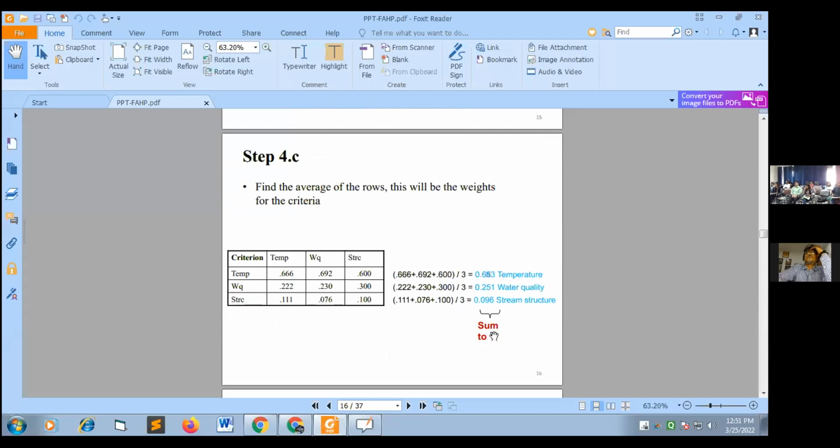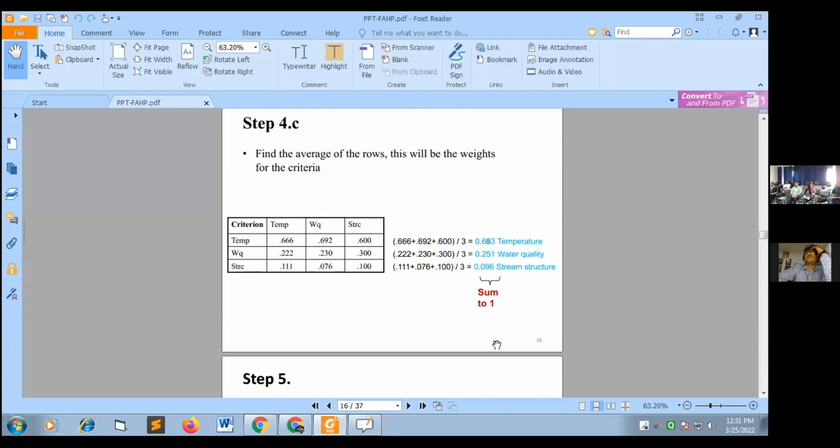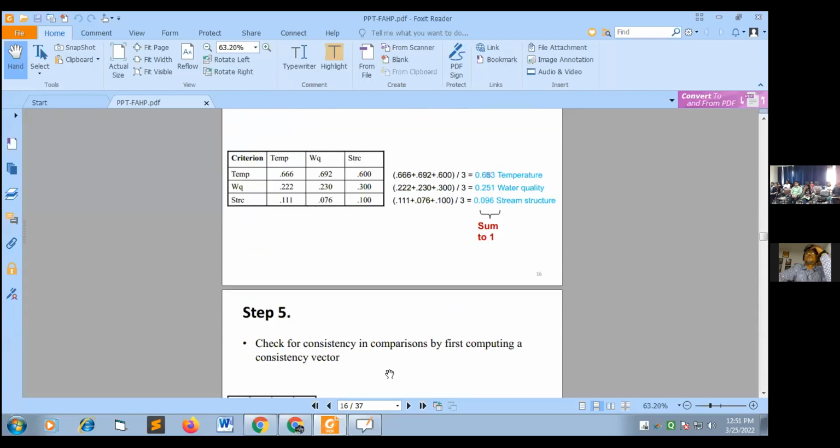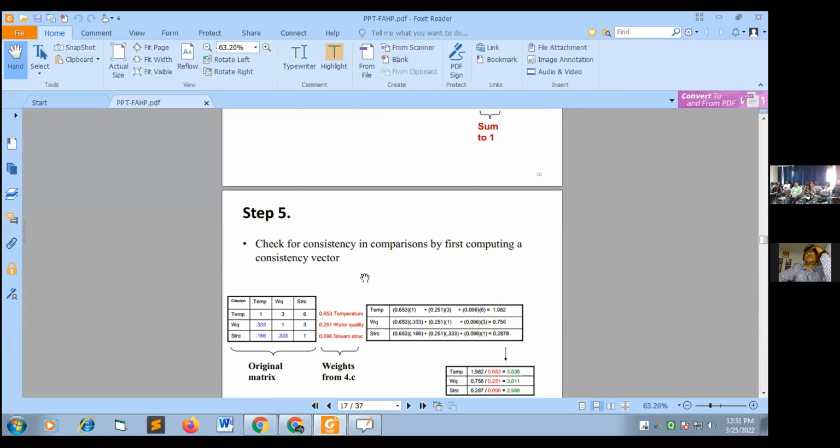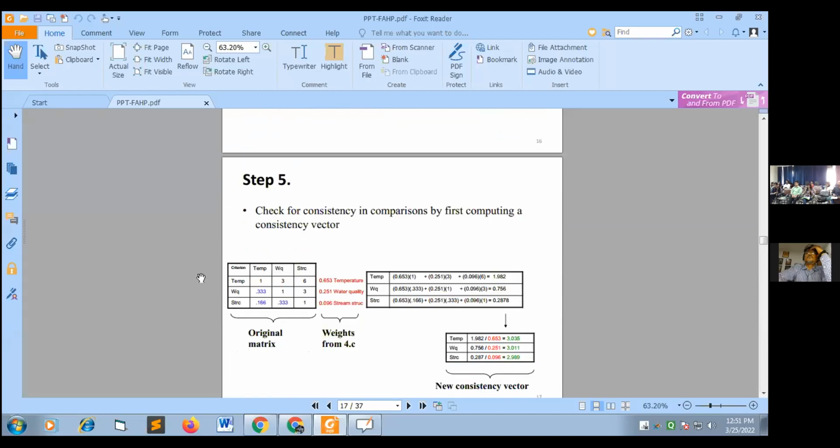So under the total sum, automatically this is the percentage type. This is equal to 1. So check for now, we have to test the consistency in a comparison matrix. First, computing the consistency vector. So we have the weights of the criteria. This is our comparison matrix, the normal matrix.